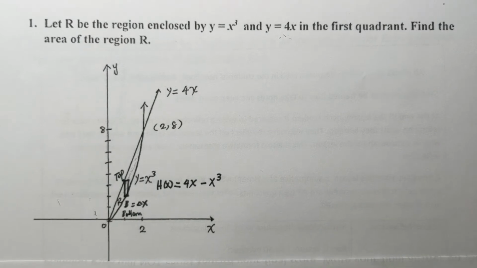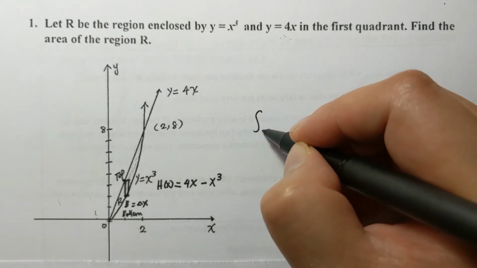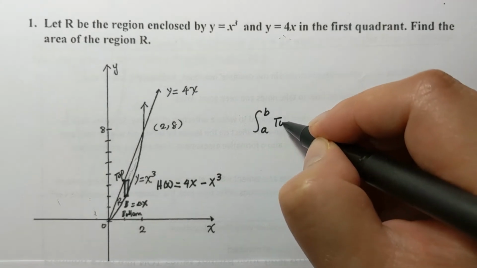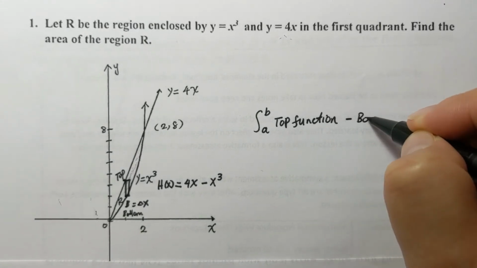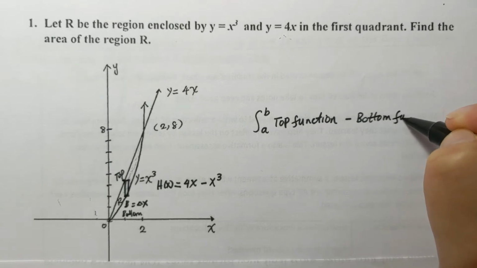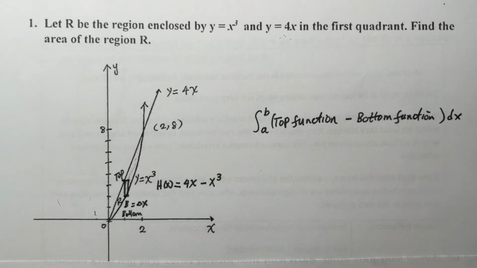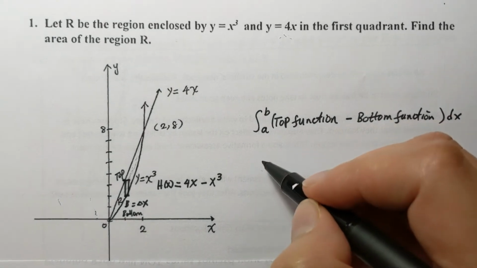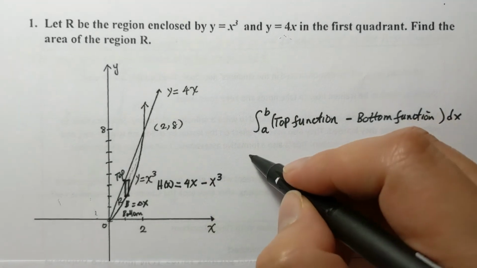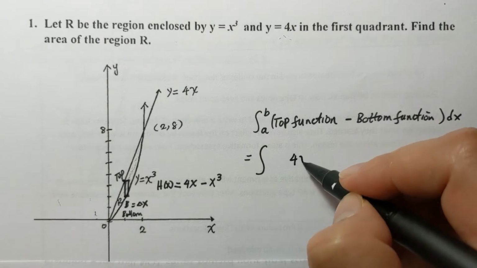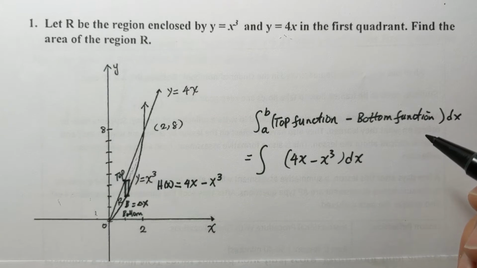And then what we are going to do is use the integral from a to b of the top function minus the bottom function, dx. So over here, what should be the top function? 4x. What should be the bottom function? x cubed. So now we're going to have the integral of 4x minus x cubed dx. That is h of x.